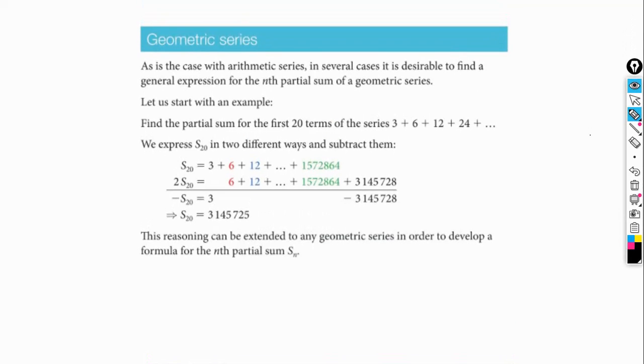So next we're going to talk about geometric series. As is the case with an arithmetic series, in several cases it is desirable to find a general expression for the nth partial sum of a geometric series. So we start with an example.